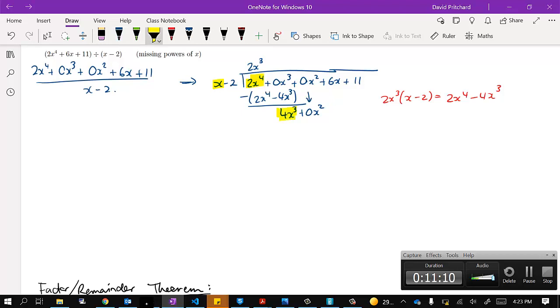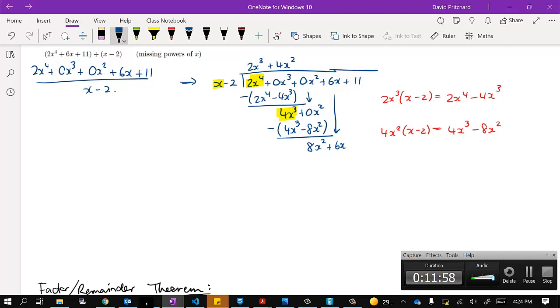Here's our new leading digit. 4x cubed divided by x gives us 4x squared. We're going to subtract 4x squared multiplied by x take 2. So 4x squared multiplied by x take 2 gives us 4x cubed take 8x squared. So 4x cubed take 8x squared as our 0. And take away a negative makes it plus, so 0 plus 8 is 8x squared. We'll bring down our plus 6x.